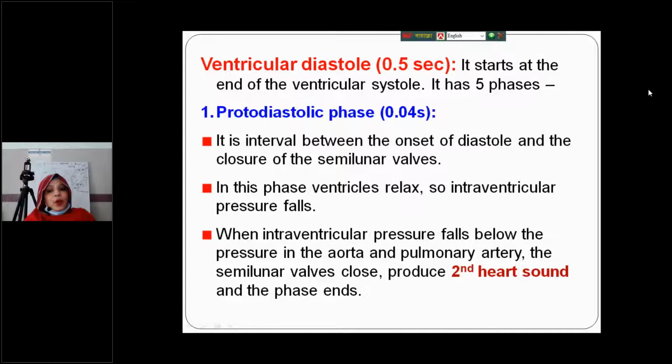The second heart sound occurs during the cardiac cycle in the protodiastolic phase, that is the first part of the ventricular diastole. During the protodiastolic phase, sudden closure of the semilunar valve produces the second heart sound, because without closing of the semilunar valve, blood will not collect in the right ventricle and left ventricle. So sudden closure of the semilunar valve produces the second heart sound here.